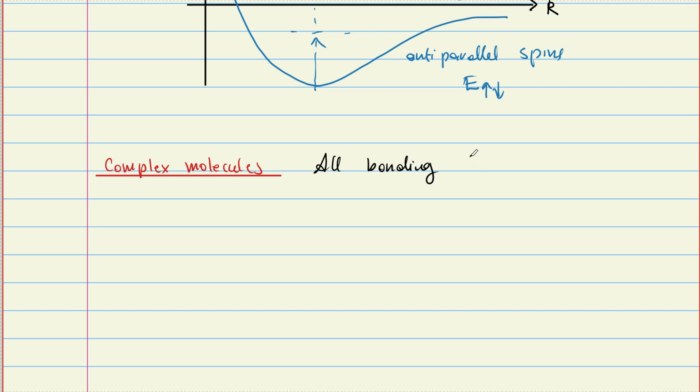Bonding happens between outer electrons. So you can forget the core electrons.